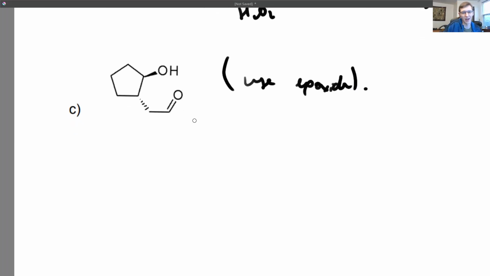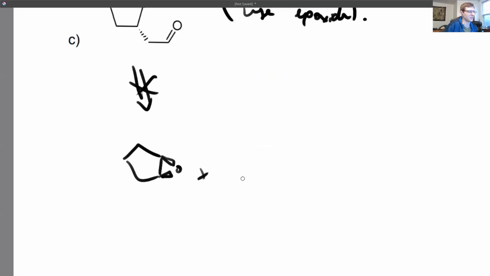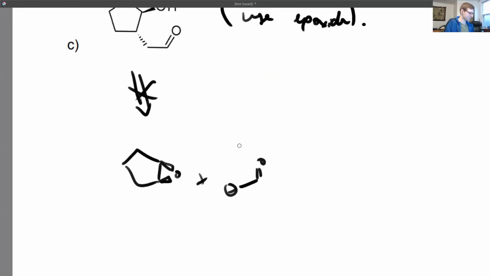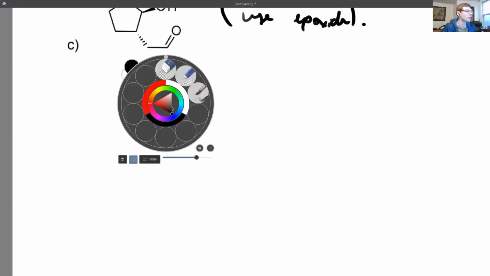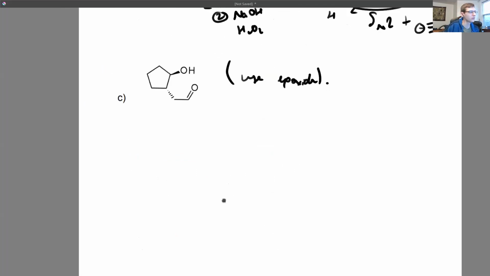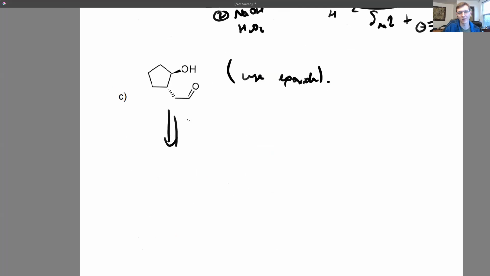Because we can't just stick that aldehyde onto there. It doesn't work, right? We can't just add this because this doesn't really exist. This is not really a thing. This is not going to work. So we might as well just get rid of it. But, well, okay, we'll have to make this aldehyde after we already open the epoxide.